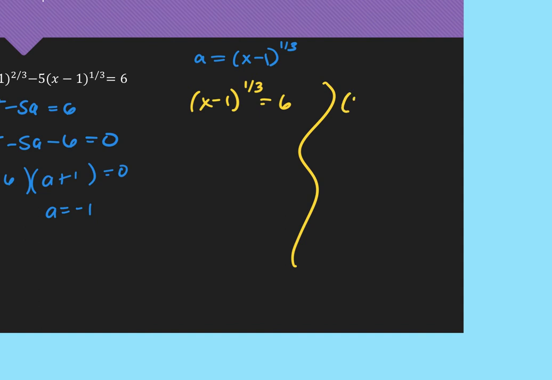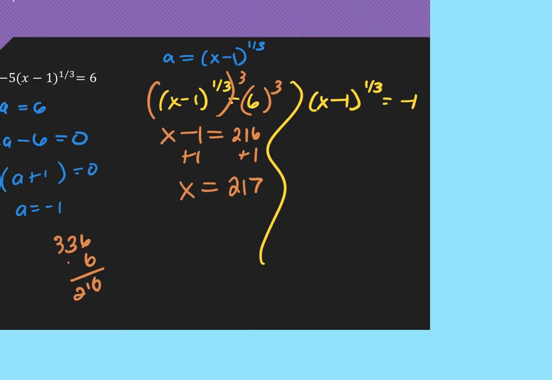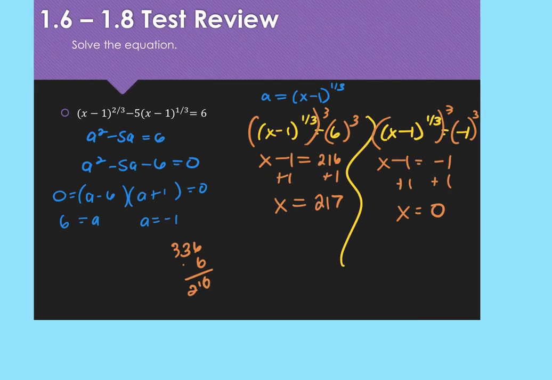All right, and then x minus 1 to the 1/3 equals negative 1. All right, then I'm going to cube both sides. This is 216, right? And then add the 1. Is it? 36 times 6. Yeah, 216. So 217, and then cube this. x minus 1 equals negative 1, and then add the 1. I got the answer right.